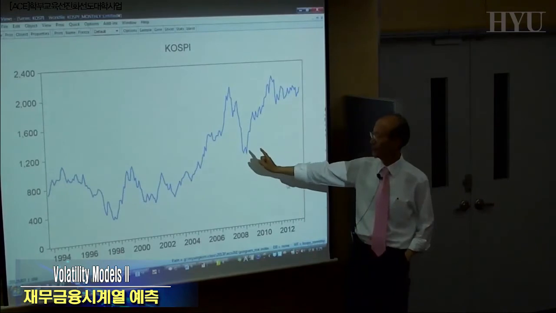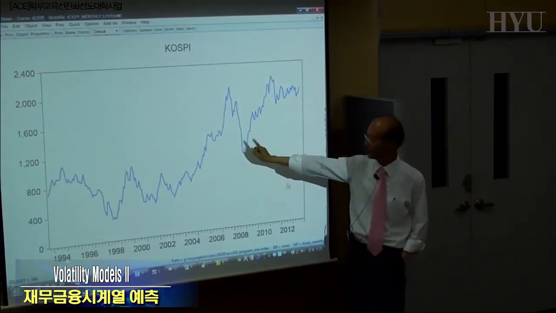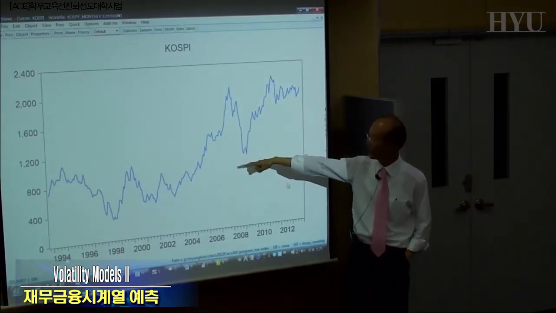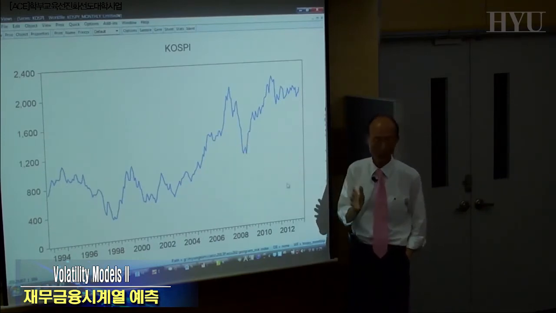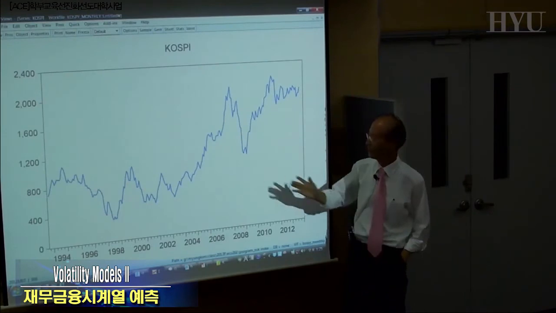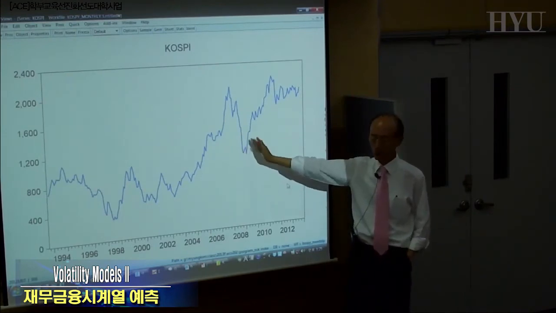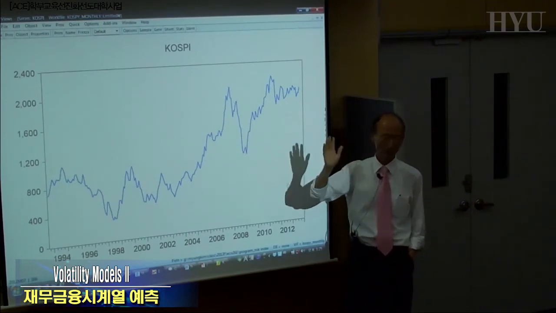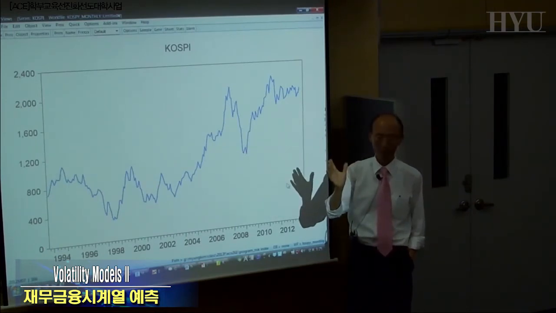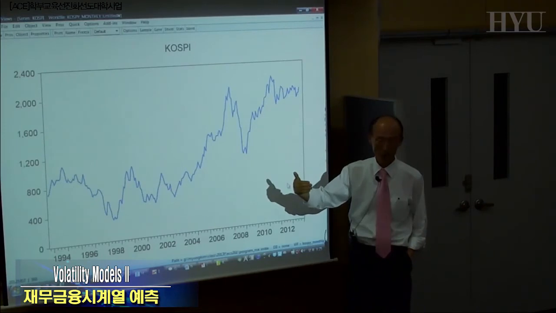Actually, if you apply the augmented Dickey-Fuller test on this series, you can say naturally that stock price is I(1), a non-stationary time series. And if you further calculate autocorrelation and partial autocorrelation for this one, you see nothing, indicating it's a random walk, right?